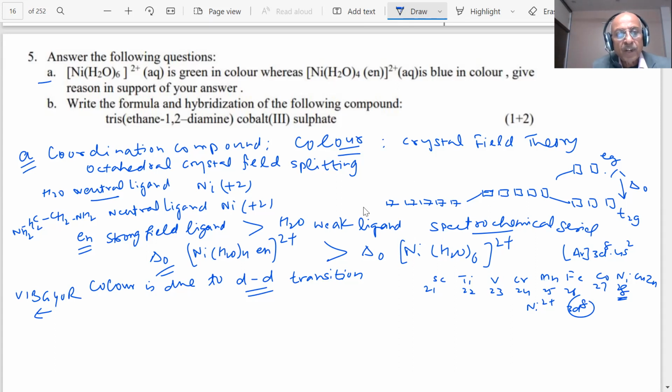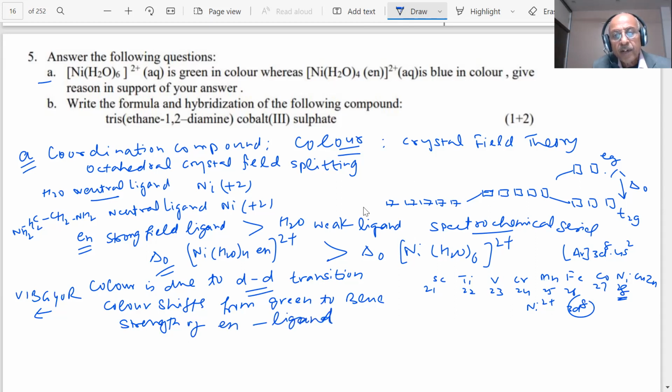So what we say is color is due to d-d transition, and the color shifts from green to blue because the field strength of en is more than H2O. So there is a shift in the color. If I change the ligand, again the color will change. I am trying to explain everything in detail so that there is no question left.